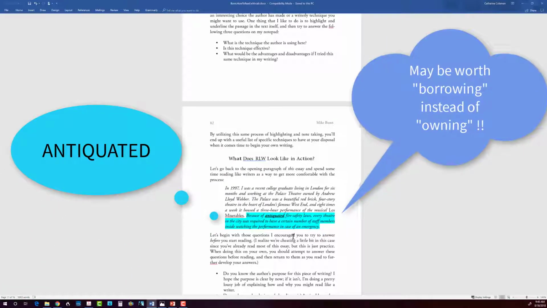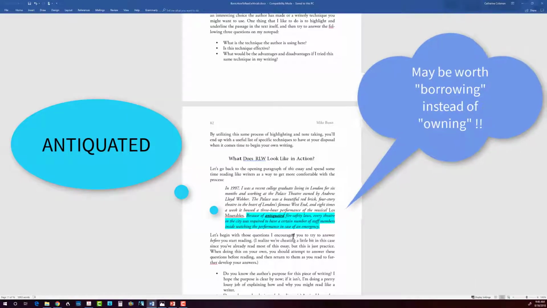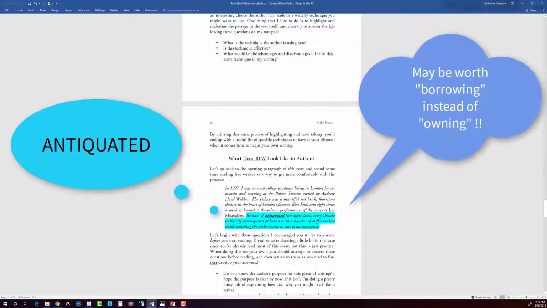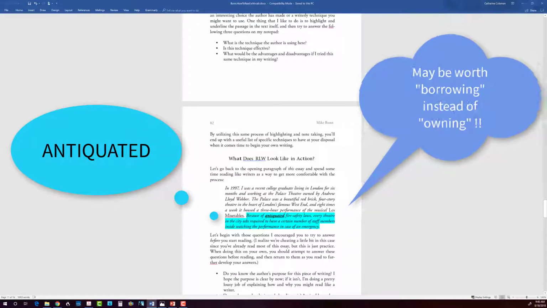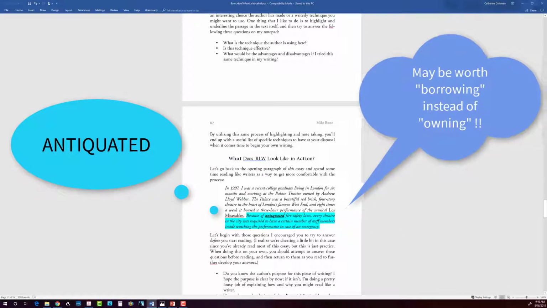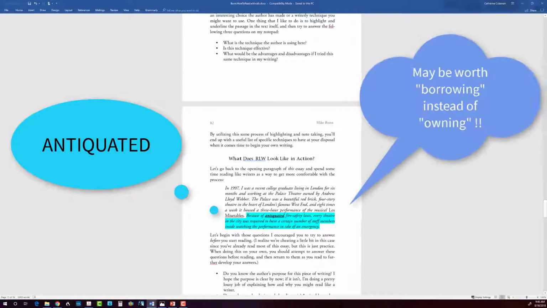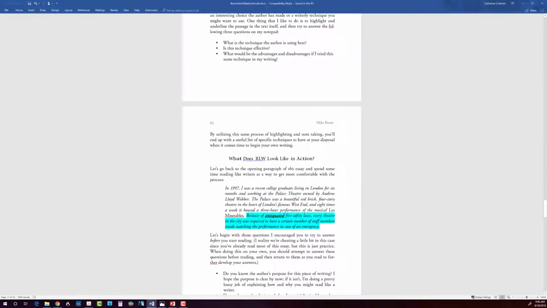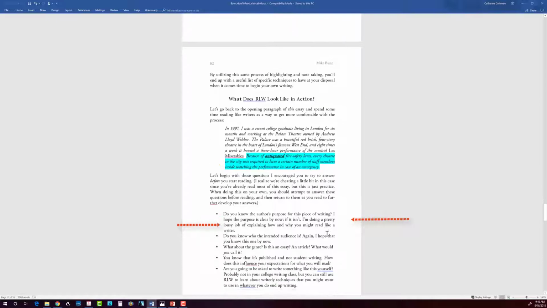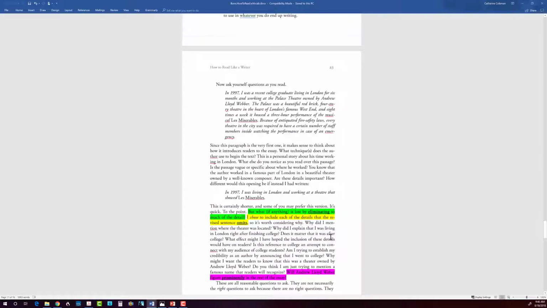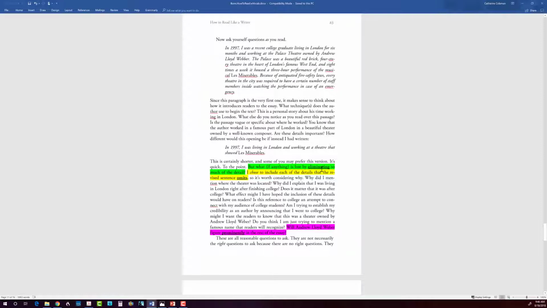Now honestly, antiquated is not an adjective that you're probably going to use very much. So if we're prioritizing our language and trying to borrow certain words, antiquated might be a good word to borrow. Because of antiquated fire safety laws, every theater in the city was required to have a certain number of staff members. Antiquated simply means old or outdated or antique. You can see antique in that word.